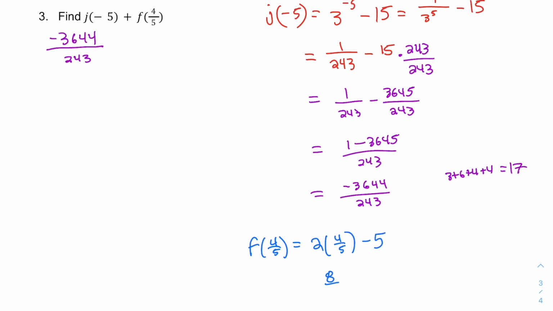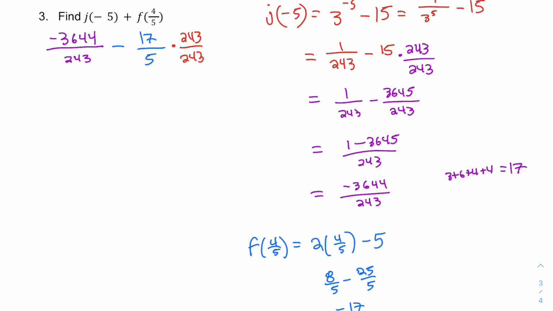2 times 4/5 is 8/5 minus 5. Well, I want 5 to be fifths, so minus 25 over 5. So f of 4/5 is negative 17 over 5. Okay. To combine these fractions, I need a common denominator, so I'm going to multiply 17/5 by 243 over 243.